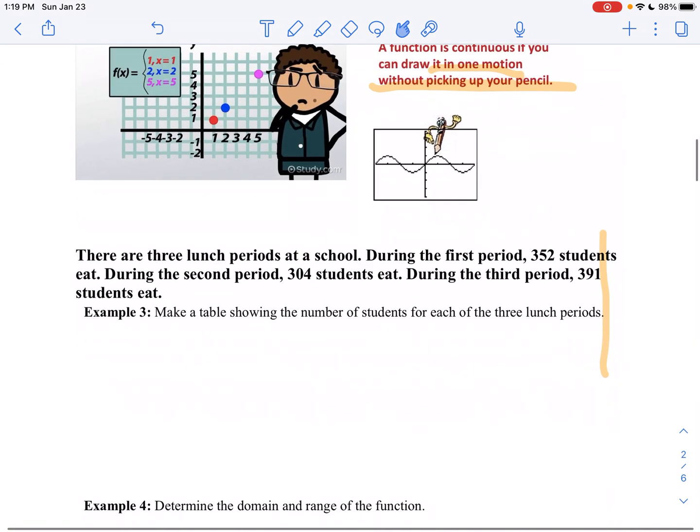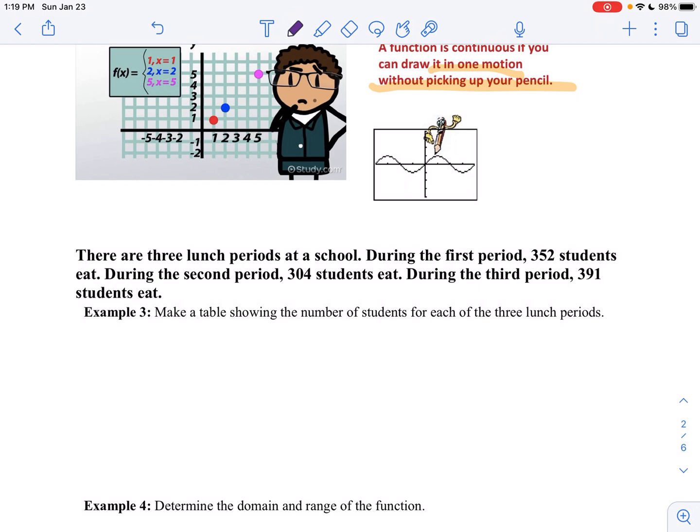There we go. There are 3 lunch periods at school. The first lunch period has 352 students. The second lunch period has 304 students. And the third lunch period has 391 students. Make a table showing the number of students for each of the 3 lunch periods. Okay, so that's what I'm going to do.